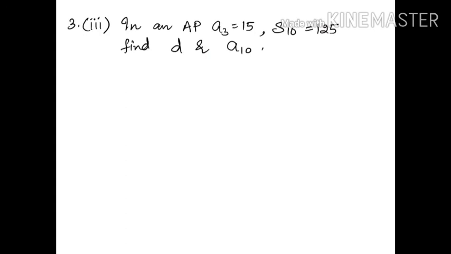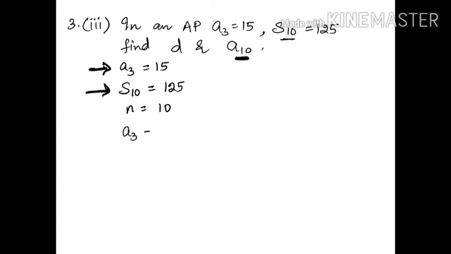Question number 3, subpart 3. In an AP, the third term is 15. The sum of 10 terms is 125. Find d and the 10th term of the AP. n is given as 10. Now using these two pieces of information, we will form equations in two variables.